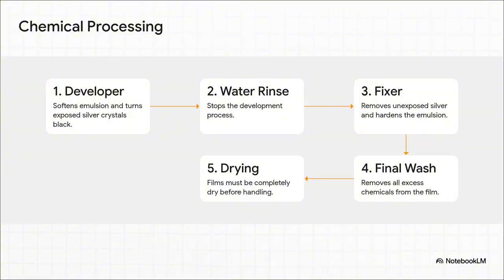You had to dip the film in a developer to turn the exposed bits black, then a water rinse to stop it, then a fixer to wash away the unexposed parts and harden the image, then another wash to get all the chemicals off, and then you had to let it dry completely. Man, it was a long way from the instant pictures we get on a computer screen today.